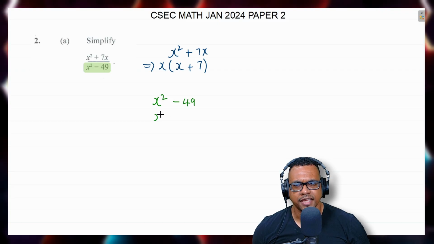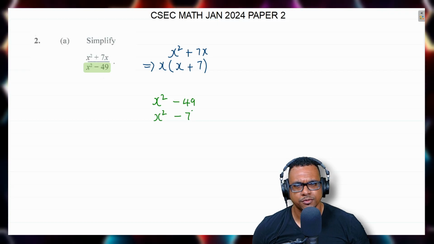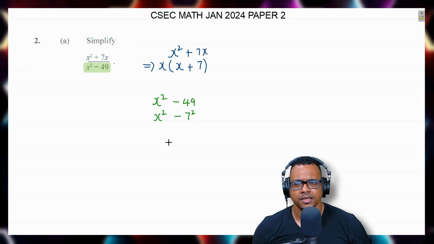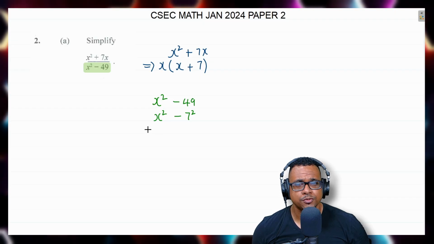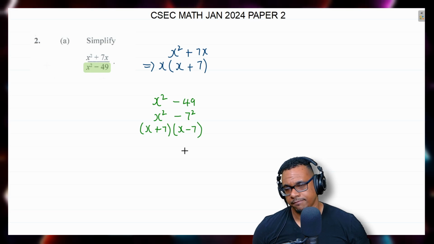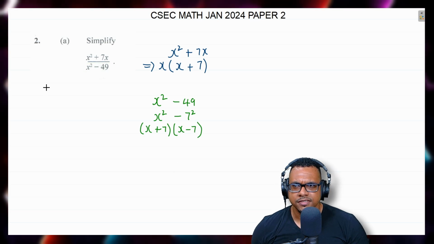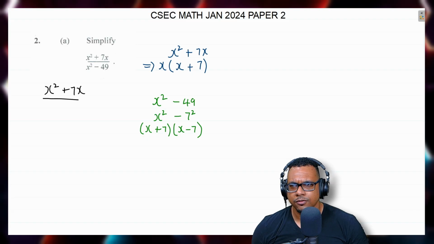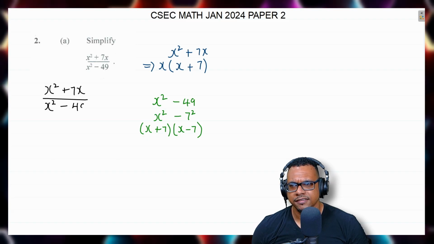And as I said, that'll be x squared take away 7 squared, because 7 squared is 49. And which is the difference of 2 squares? So we'd have x plus 7 in brackets multiplied by x take away 7. So now I'm just going to write over the question. We have x squared plus 7x over x squared take away 49.